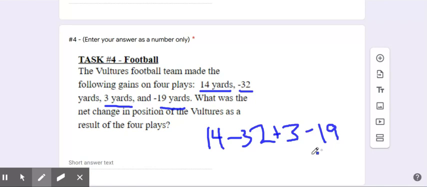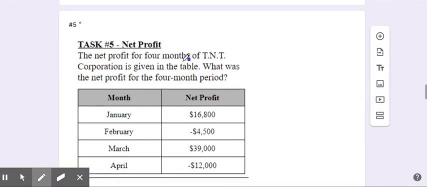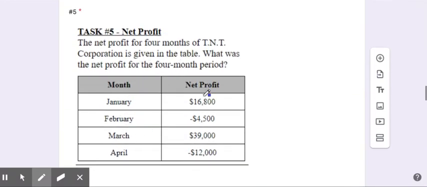Okay, so I need to add these numbers up and put my answer into the box as only a number. Number 5, I have 4 months and it shows me the net profit of those 4 months. And the question is, what is the net profit for the 4-month period? So all these net profits, I need to add those up, and that would be my answer.